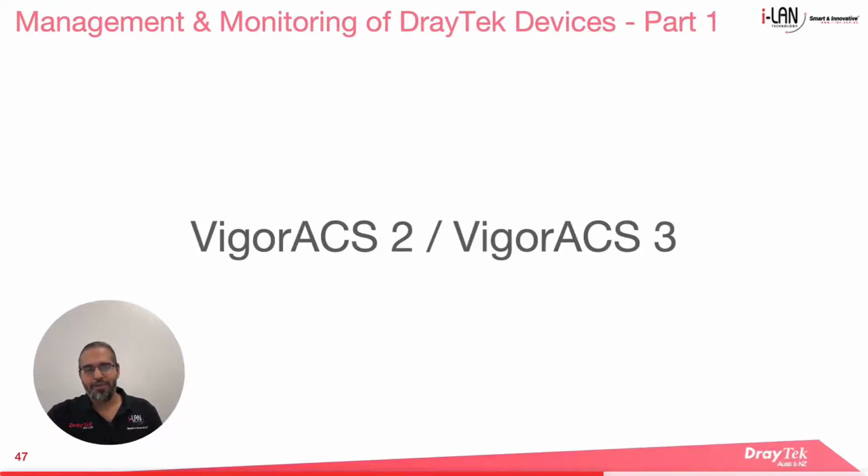Since I mentioned VigorACS 2 and VigorACS 3 as an option to upgrade router firmware, I'll now give you a brief overview of this software. VigorACS 2 is a popular management platform for larger DrayTek installations, while VigorACS 3 will be released later this year and is an improved version of VigorACS 2.